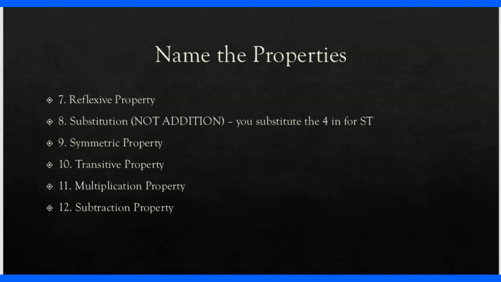Number 10 was transitive. That's where you've got two equations, but there's a common element in them, and then they can kind of join up. Number 11 was multiplication, and number 12 was subtraction. This is the one that you needed to be most cognizant of in the proof. So when we get there, I'll try to help you understand that.